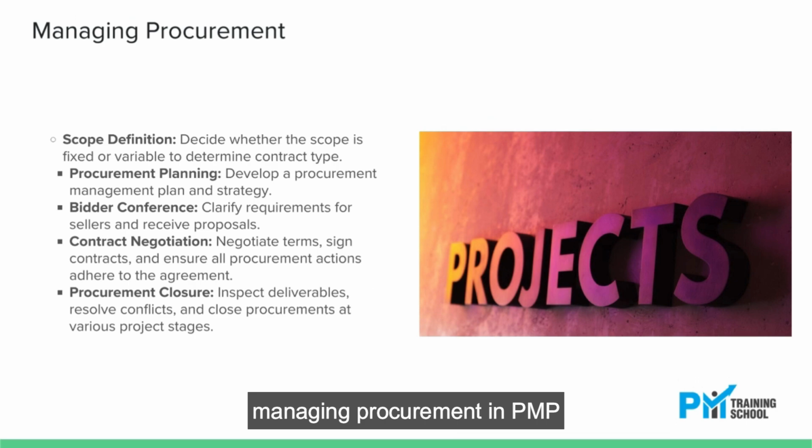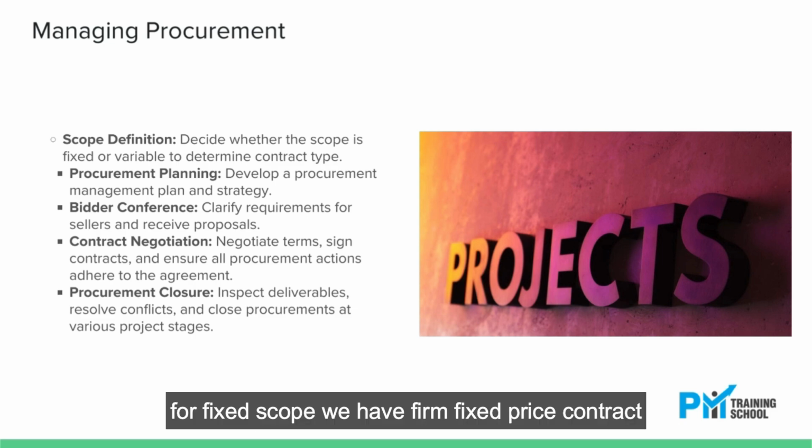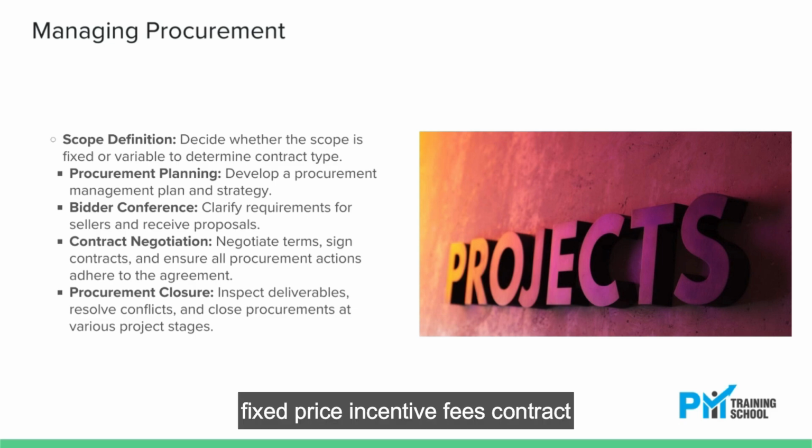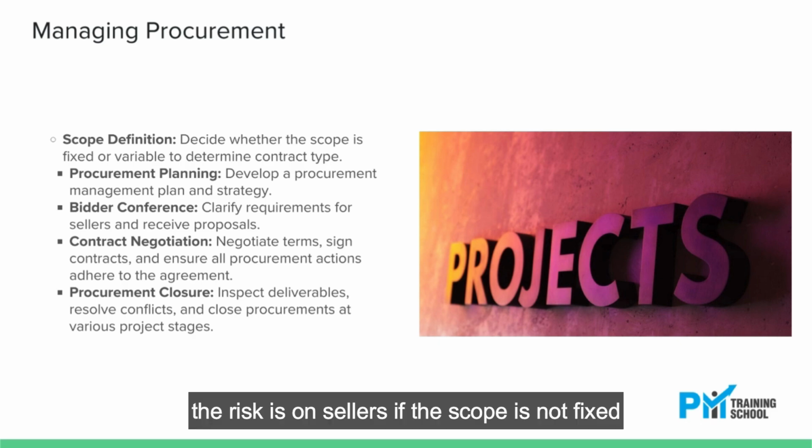Managing procurement in PMP. Decide what you want to do. Is your scope fixed or variable? For fixed scope, we have firm fixed price contract, fixed price incentive fees contract, and fixed price economic price adjustment. The risk is on sellers.